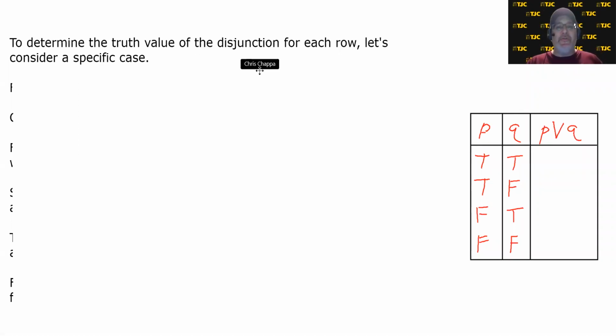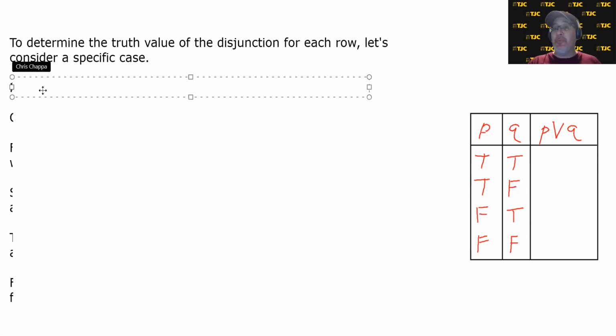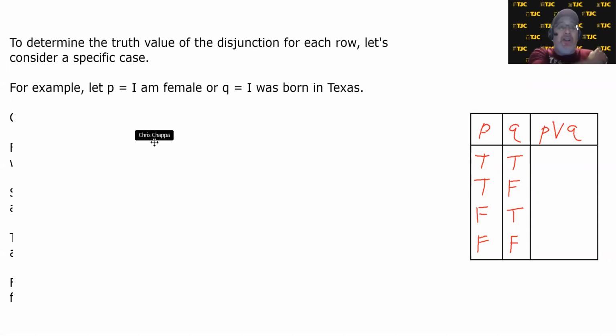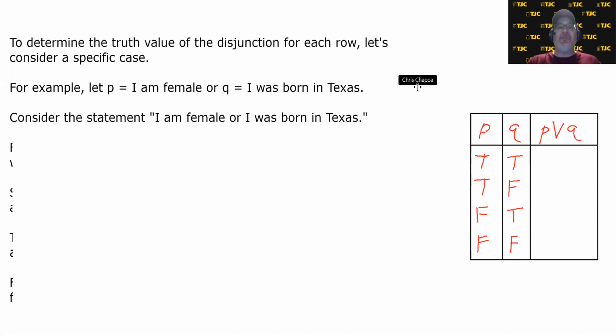To determine the truth value of the disjunction for each row, let's consider a specific case, the same specific case that we did in the previous video. We're going to let P be the statement I am female and Q be the statement I was born in Texas. So the compound statement is I am female or I was born in Texas, and we are going to do it row by row. And just to let you know, once we build our tools, we won't always reinvent each row at a time. We're just doing that to build our basic truth tables.